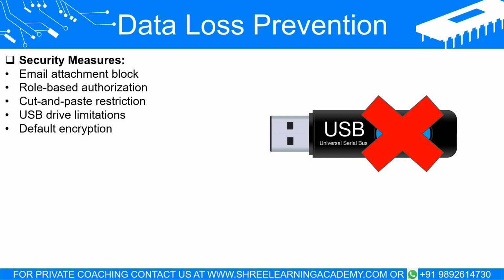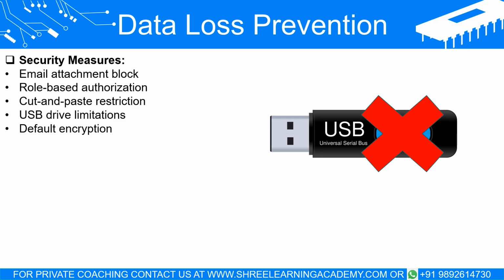Cut and paste restrictions. This stops people from simply copying information and pasting it somewhere else, which could lead to accidental or intentional data leaks. Portable drive limitations. Remember those USB sticks people often use to transfer files? DLP can stop those from connecting to the network, making it harder for someone to steal data. Default encryption. By automatically coding data, it adds an extra layer of security, so even if someone manages to get the data, they can't actually read it without the key.